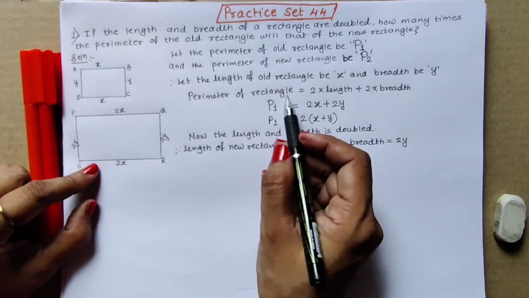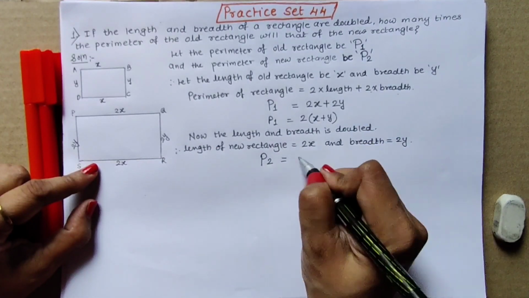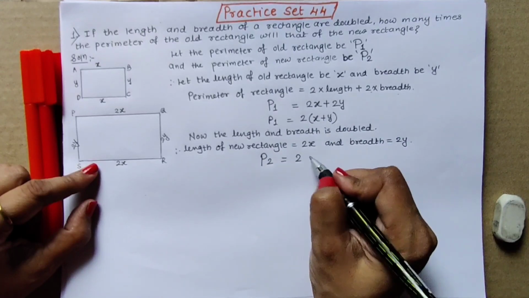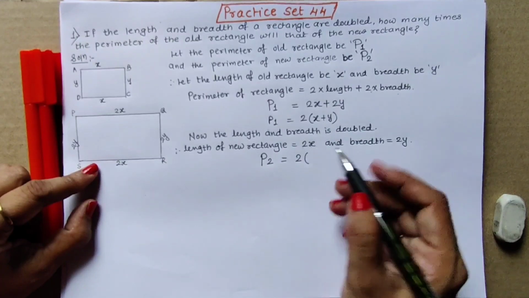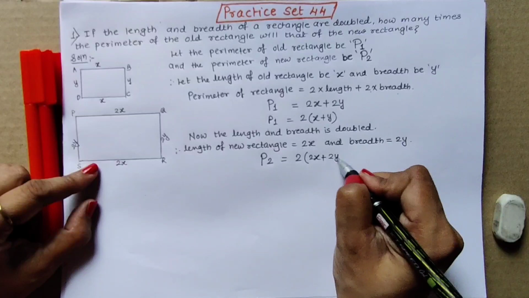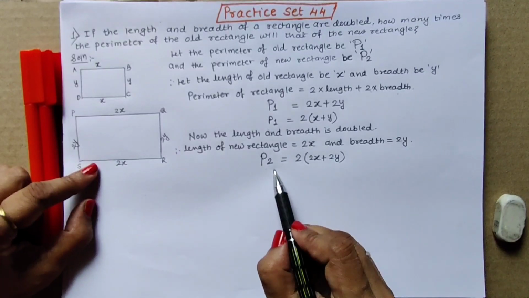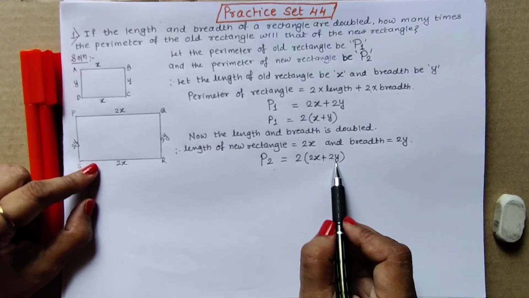Now let us find out the perimeter of the new rectangle, which is P2. It will be 2 into (length plus breadth). So length is 2x plus breadth is 2y, correct? Perimeter of the new rectangle is equal to 2 into (length plus breadth). Length is 2x and breadth is 2y.